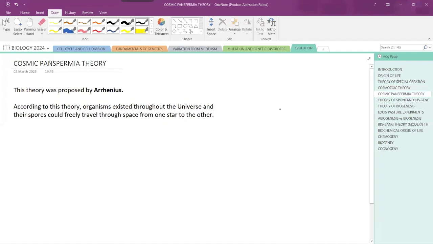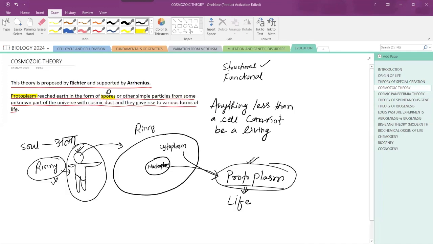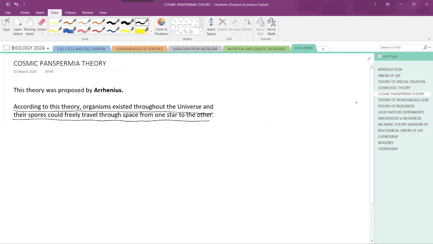Now, there is a cosmic panspermia theory. This theory was proposed by Arrhenius. According to this theory, organisms existed throughout the universe and their spores could freely travel through space from one star to another. This is similar to the cosmozoic theory, but the cosmozoic theory says that in the universe only spores are present, not any life. Life form is not present in the universe according to the cosmozoic theory. But according to the panspermia theory, on the different stars in this universe, various life forms already existed. Organisms existed throughout the universe.